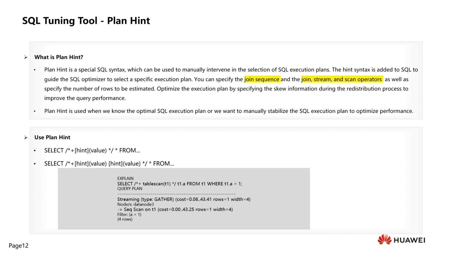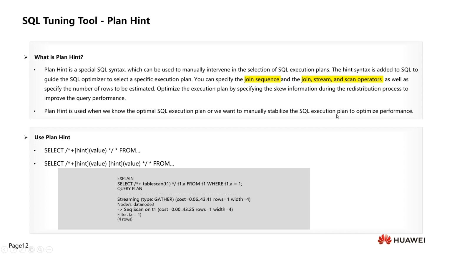Plan hint is used when we know the optimal SQL execution plan, or we want to manually stabilize the SQL execution plan to optimize the performance. In other words, we use plan hints when we know more than the optimizer, so that we force the optimizer to generate the plan based on the hint.